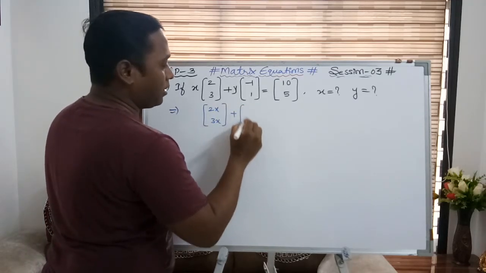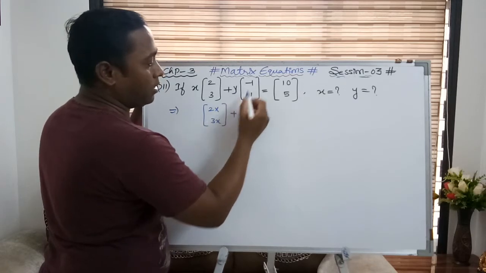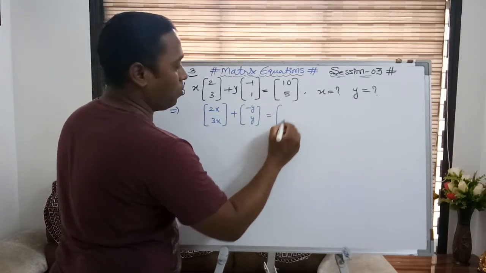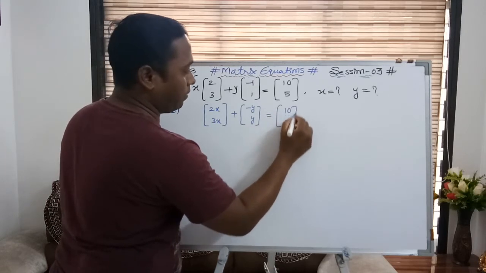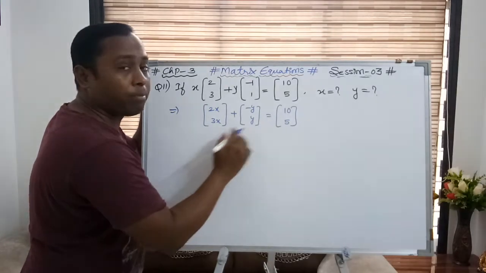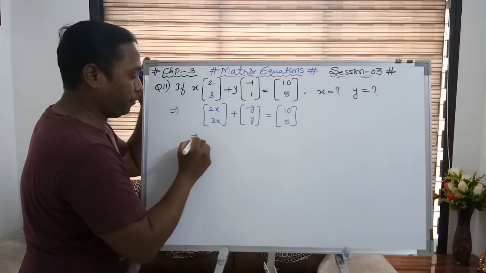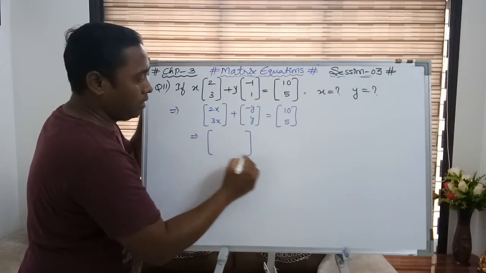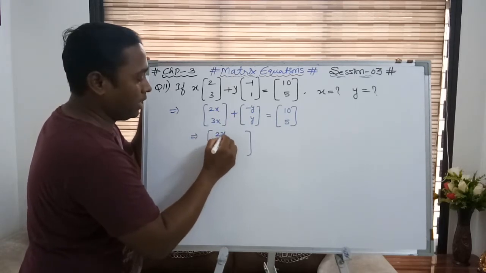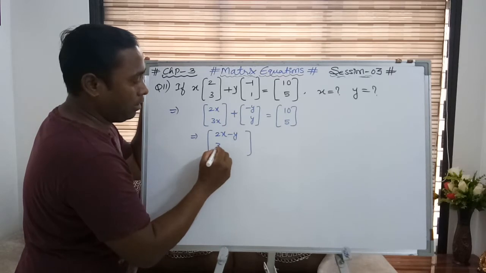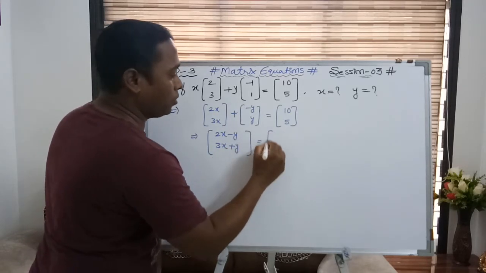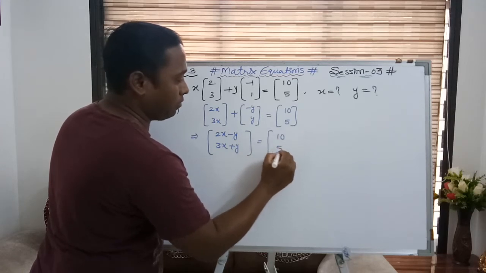Here this matrix is multiplied by y, hence it would be minus y, and y is equal to what is given, 10 and 5. So convert them into a single matrix before comparing on either side. Now what is the symbol we have? Addition. So do the addition part. So 2x minus y, 3x plus y is equal to 10 and 5.